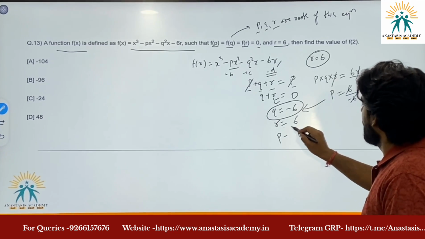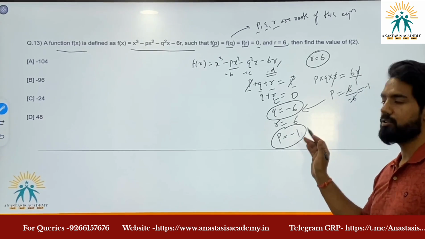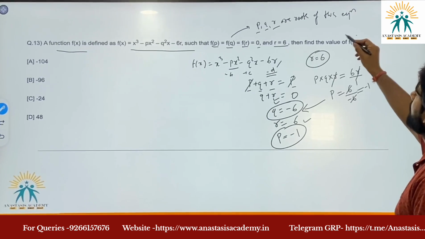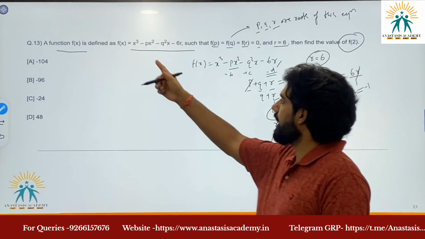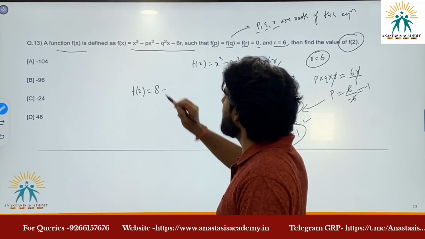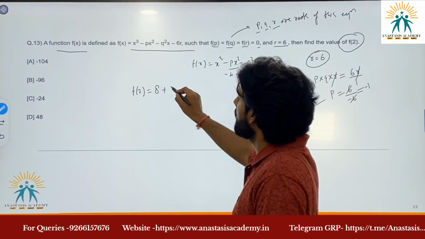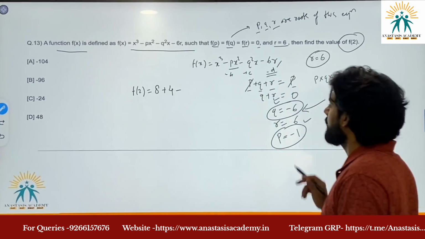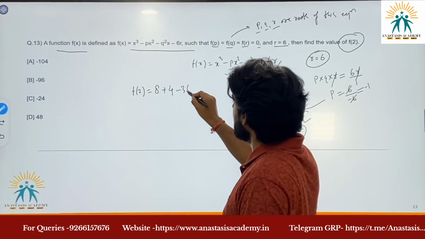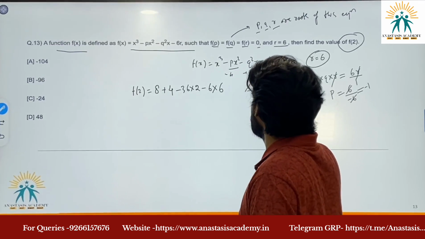So I found out the values of all three roots. p is minus 1, q is minus 6 and r is 6. And I need to find the value of f(2). So put the value of x as 2 in this function. So f(2) is 2 cube, that is 8, minus p times x square. p is minus 1, so minus minus is plus 1 into x square, x is 2, so it becomes 4. Minus q square, q is minus 6, q square is 36, 36 into x, x is 2, minus 6 into r, and r is 6.